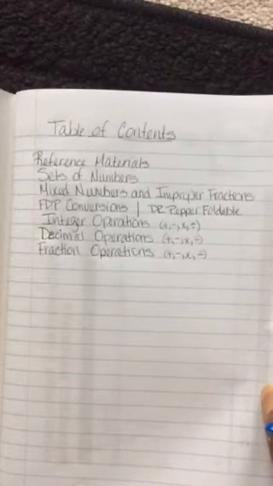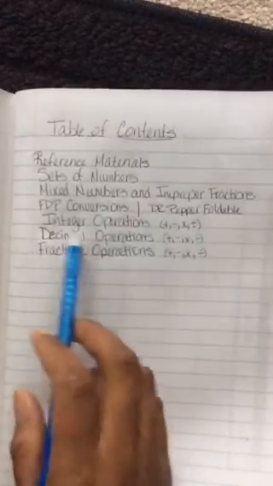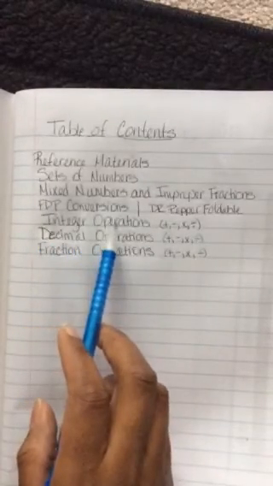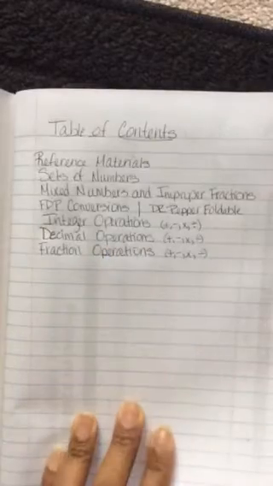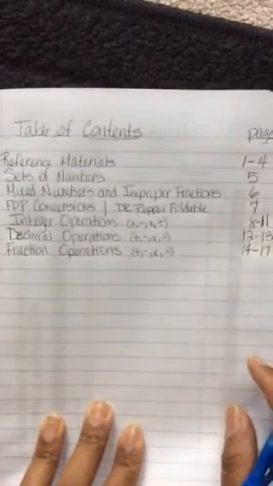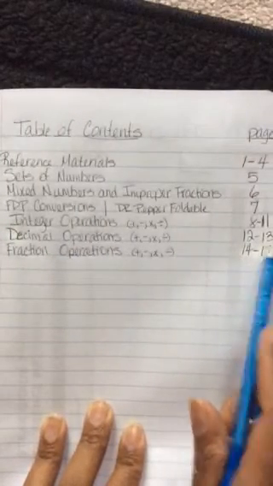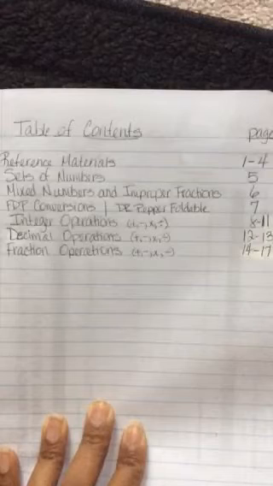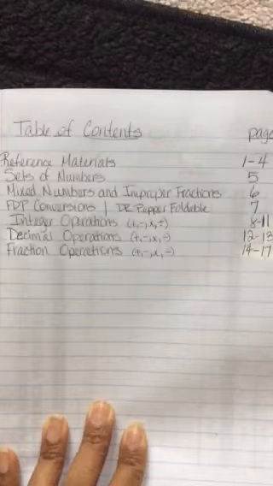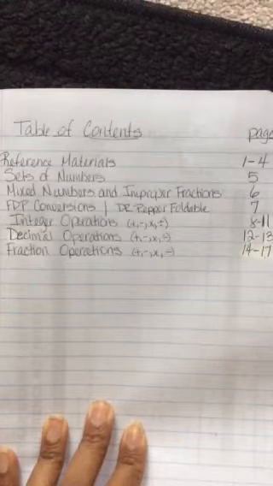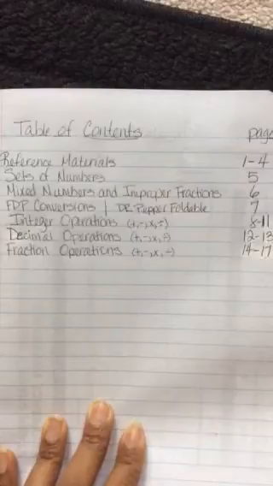Okay, this is a redo video for those of you who are not able to see the show me video on integer operations. So integer operations should be in your notebook under FDP conversions, which is your Dr. Pepper foldable. And your integer operations are going to be on pages 8 through 11. So even though we haven't done everything for integer operations yet, just make sure you put your page numbers as 8 through 11. Okay, so now let's go ahead and flip over to page 8.